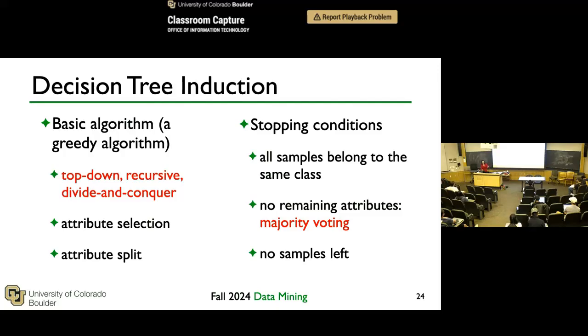And of course, no samples left. That means if you're empty, if you get to the point where you ask this branching, and down that branch you don't have any sample that has that particular value, then again, you're done. So that's the whole process: top down, building up your tree recursively, using the attribute selection, attribute split. You stop when you're at one of those cases.